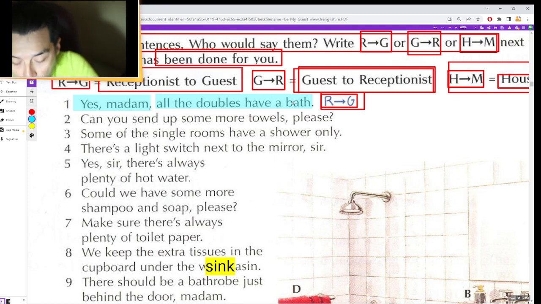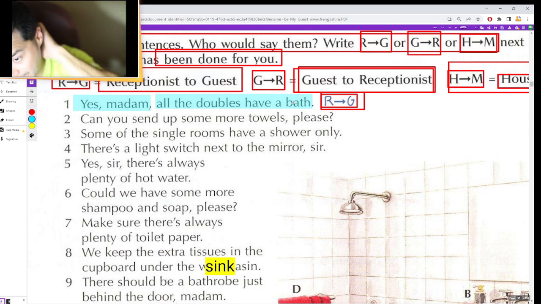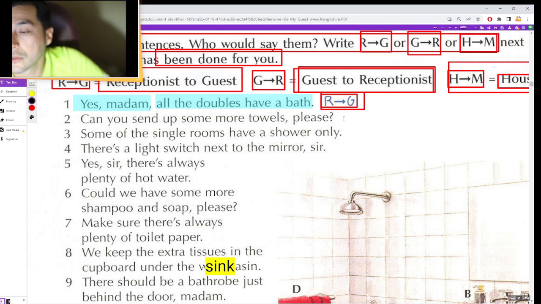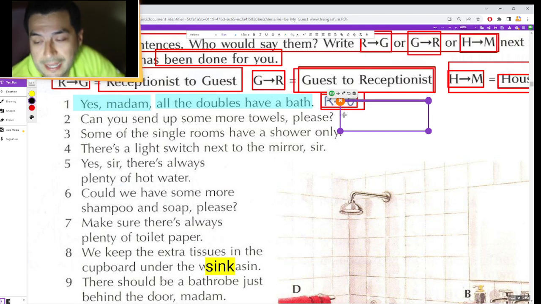Now, let's review number two. Can you send up some more towels, please? Some more towels. This is the guest. Guest to receptionist.